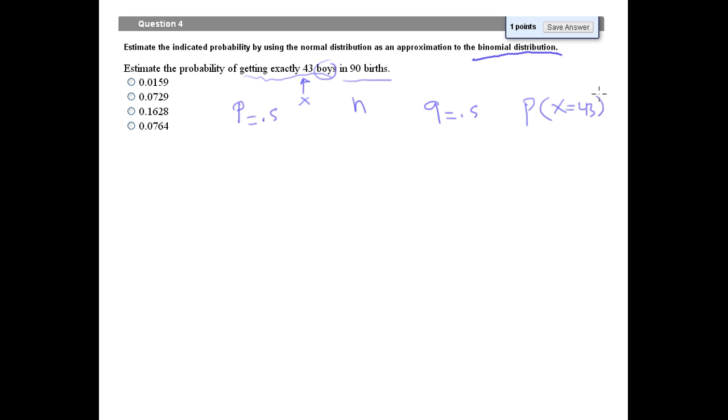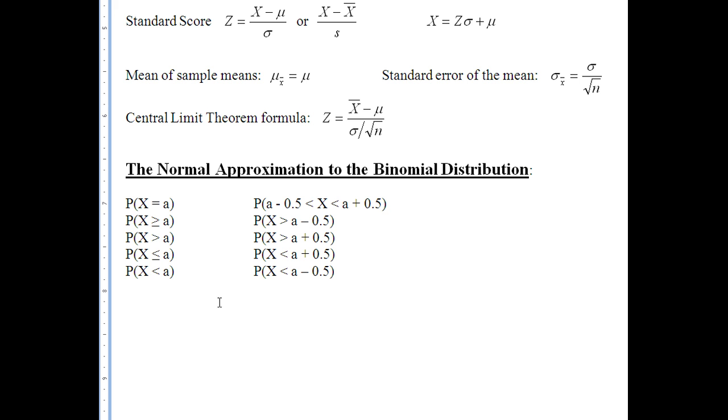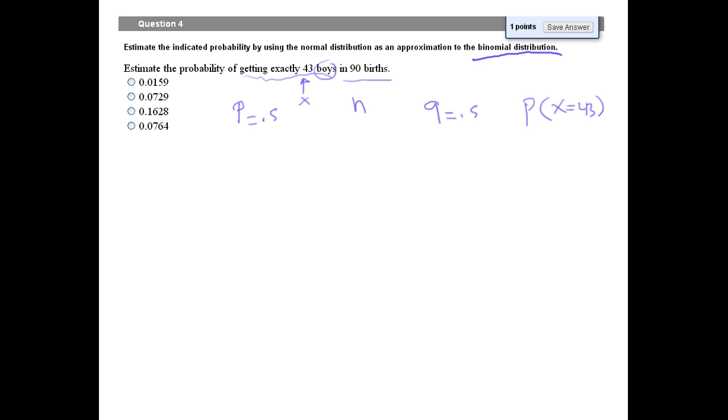Well, we use the boundaries of the value 43, and that's exactly what you will find in the table in the formula sheet in the final exam. So when x equals a value, then we're going to have two values, from a minus 0.5 to a plus 0.5. So we want the area in between. This is the probability that x is in between. Okay, let's make a graph to understand this better.